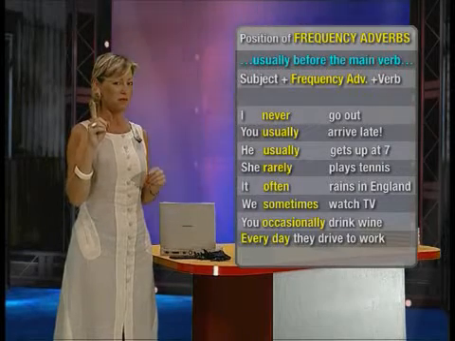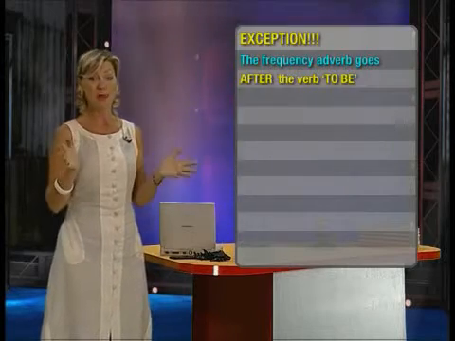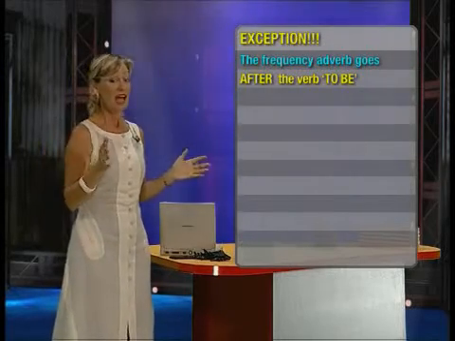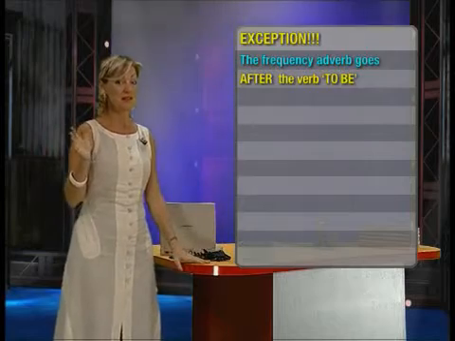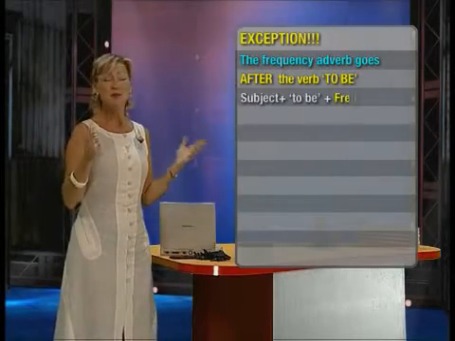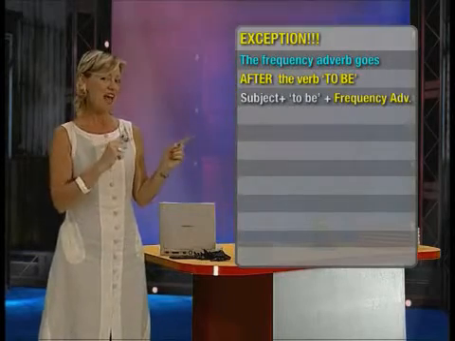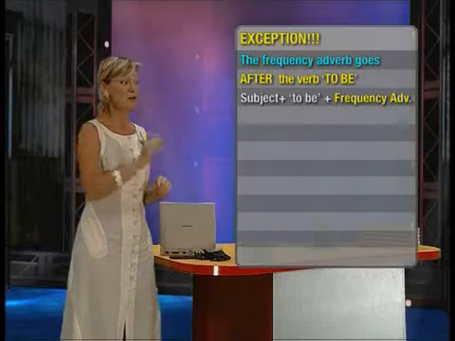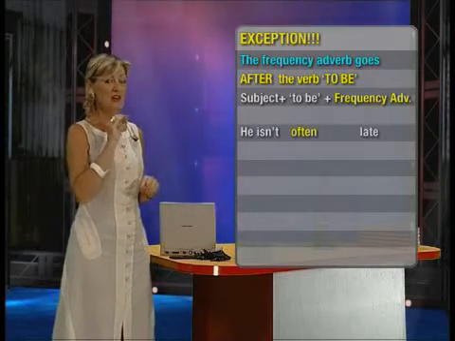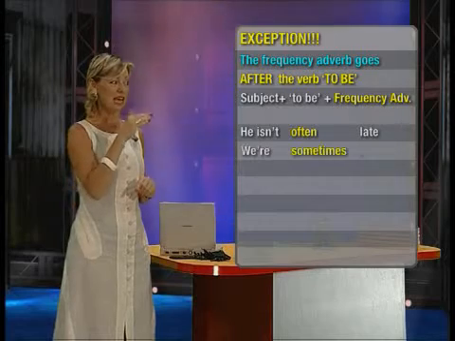Now, one problem. There is an exception to the rule, which is typical of the English language. And what is the exception? The exception is the verb to be. The verb to be is always an exception in English. Let's see how that works. Look at the example. He isn't often late. We are sometimes in a hurry.